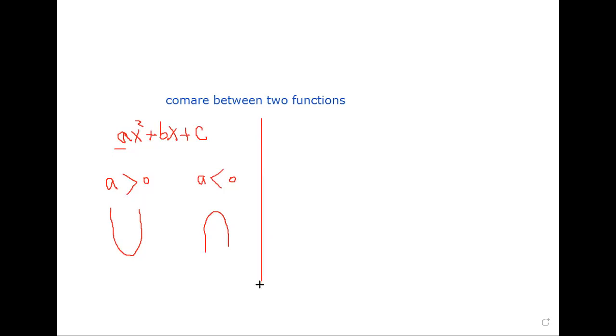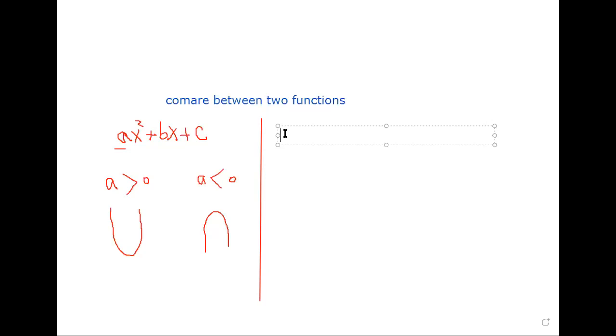What else do you have to care about if you want to compare between two functions? This is the first point, to say if it's upward or downward. What else? That's the vertex. Yes, the vertex and axis of symmetry.